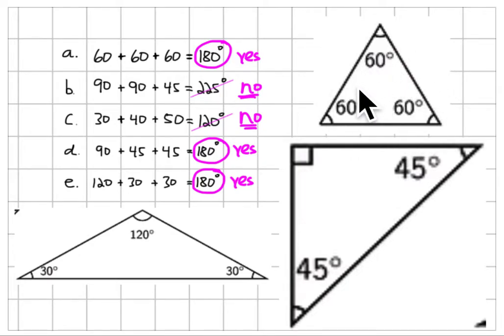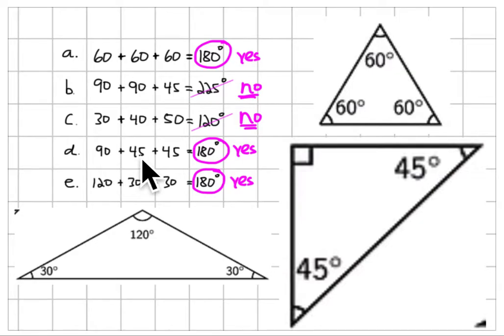They can be similar, they can be different sizes, but they have to have equal length sides and equal angles. B adds to more than 180 degrees, so you cannot make a triangle out of that. C adds to less than 180 degrees, so you cannot make a triangle out of that.